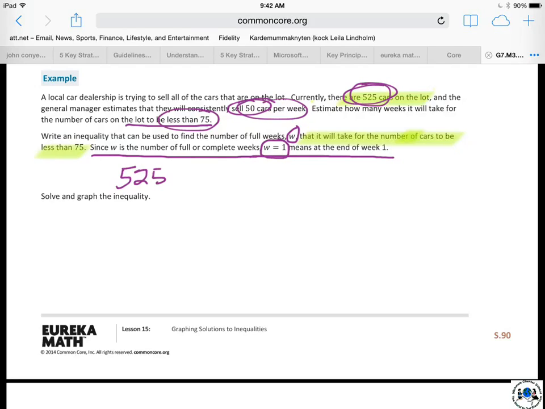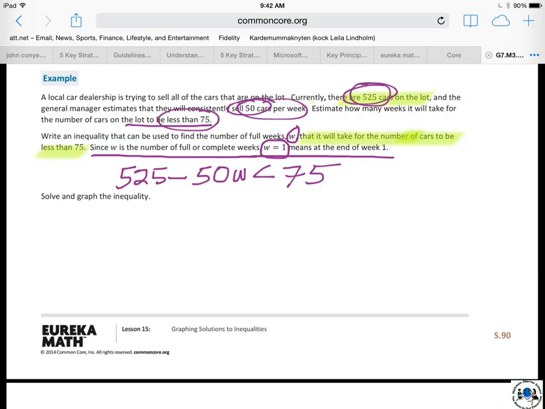525. Am I actually writing... let's see what I'm doing here. I'm speeding it up a little bit. Okay, so here we go. Here's what I have for our initial inequality statement.